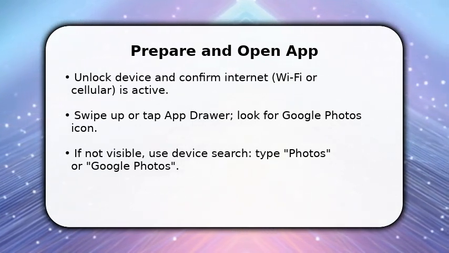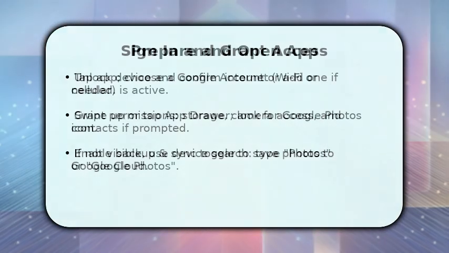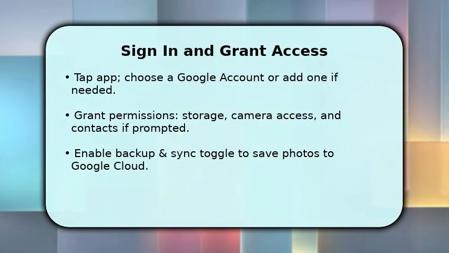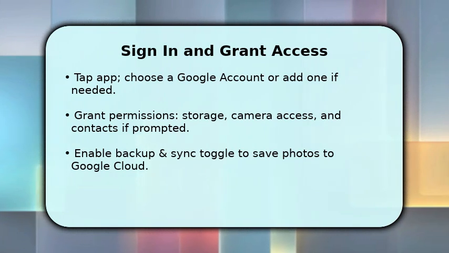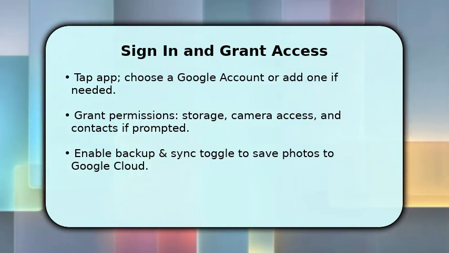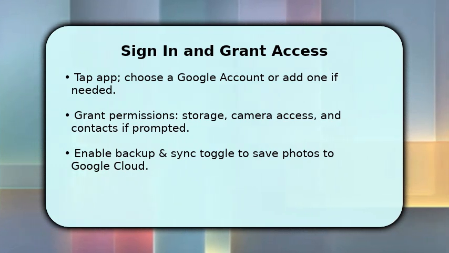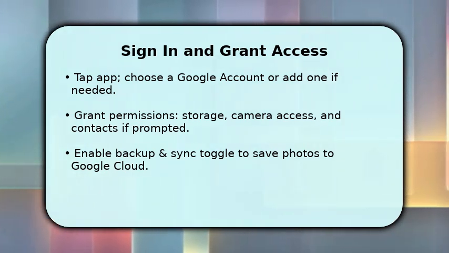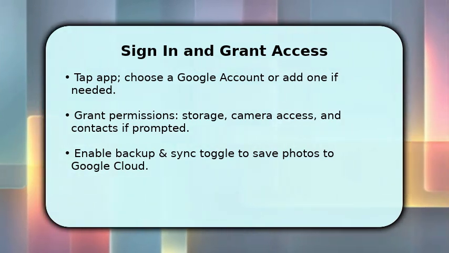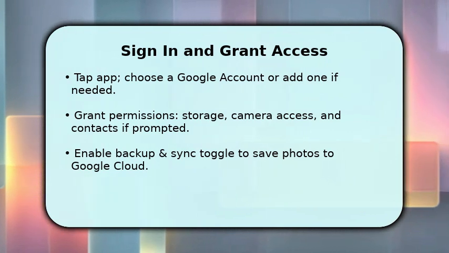You open the app and may be prompted to pick a Google account. Select one so your library syncs. You'll then grant permissions, storage and camera access. Let Photos read and save images. Allow them to avoid missing content. Make sure to enable backup and sync if you want cloud copies. This explains why photos reappear across devices.